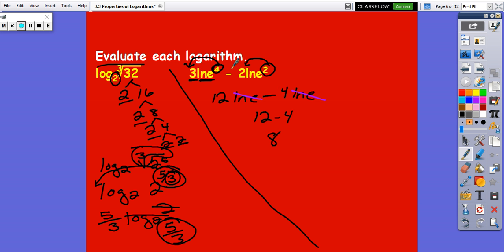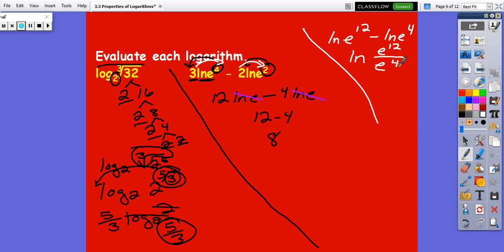Now, you may have thought, well, why didn't you go the other way? Why didn't you take this power up? I'm going to show you why. It would have been, don't do this, ln e to the 12th minus ln of e to the 4th, because I bring it up and I multiply. And then I need to combine them, so it's going to be ln of e to the 12th, and subtraction is division, e to the 4th. This fraction still has the e in it, so this doesn't work.